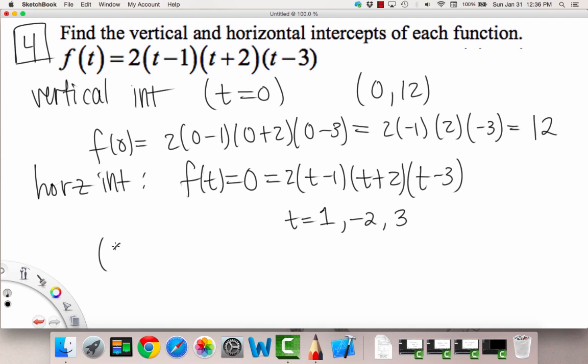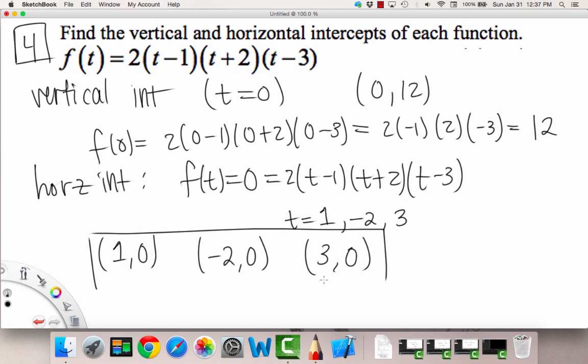So now we just stick these in, and we say, well, (1, 0) is a horizontal intercept specifically. (-2, 0) is a horizontal intercept, as is (3, 0). Okay, so here are our horizontal intercepts. Let me draw that line there, and here's our vertical intercept.